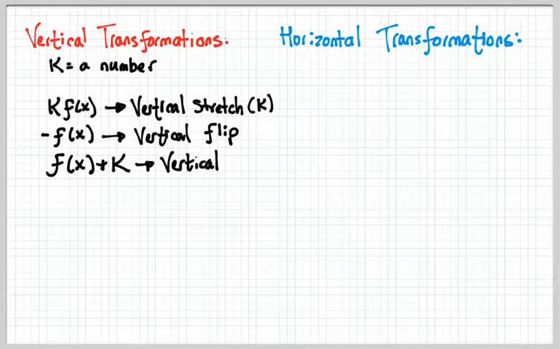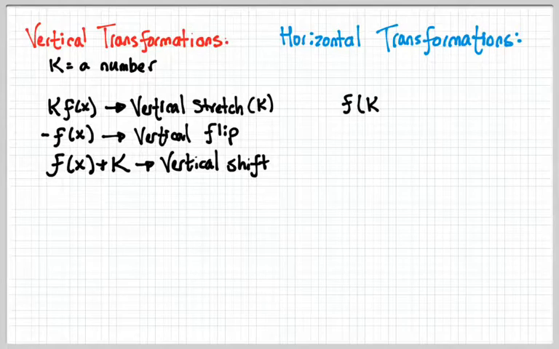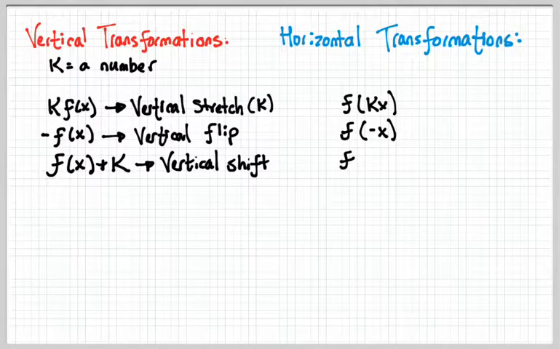You might recall in chapter 1 when we did HK form that k is outside of the parentheses. It will shift the graph up or down. Now horizontal transformations, same thing. k is just going to represent a different number. So now we have 3 different types of transformations. The first one is f of k times x. The second one is f of negative x. And the third one is f of x minus k.